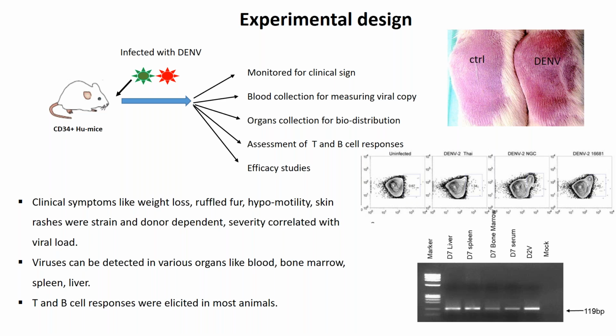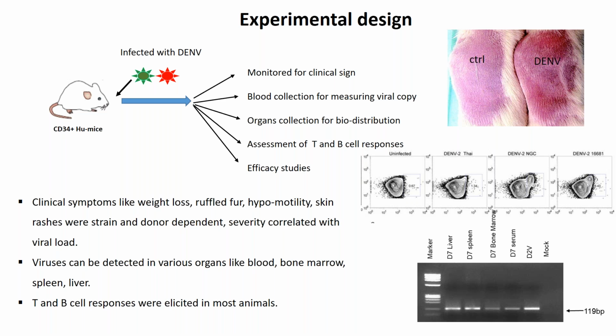Upon infection, most of these animals got infected with the dengue virus, and the clinical symptoms were weight loss, ruffled fur, hypomotility, and skin rash, shown in the top right. These clinical symptoms were often strain dependent as well as donor dependent, which is also seen in humans. So this pretty much recapitulated the human infection.